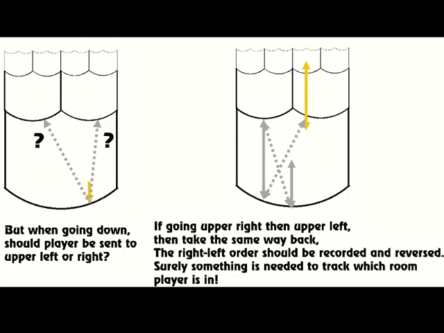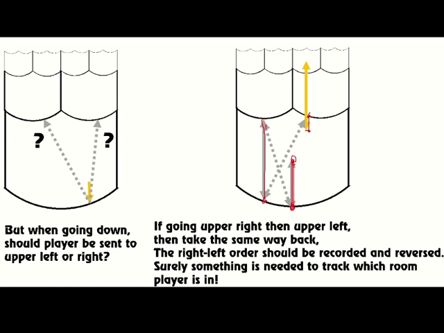But when going down, there's a problem. Should player be sent to upper left side or right side? If first going through upper right side, when player reaches here, the player should be teleported to the bottom, then keep going up and reach upper left. The player should be teleported to there and going up again, and then take the same way back. Going down from here, the player should go all the way back to the initial point.